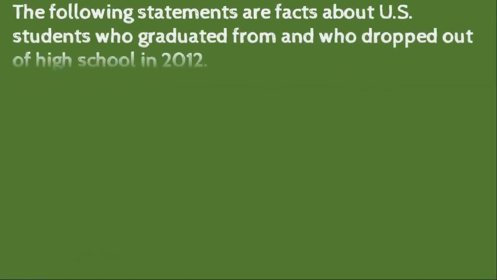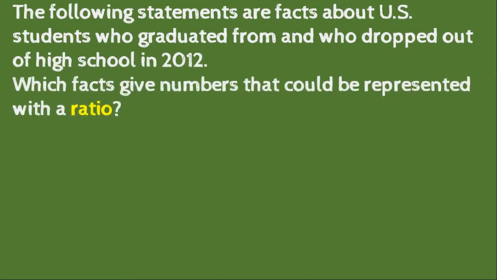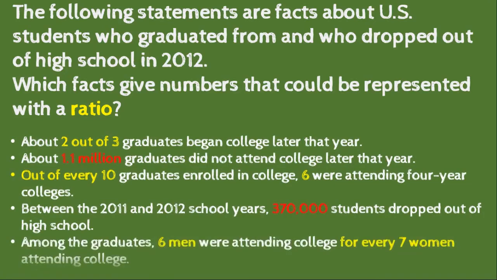For our next example, the following statements are facts about U.S. students who graduated from and who dropped out of high school in 2012. Which facts give numbers that could be represented with a ratio? About 2 out of 3 graduates began college later that year. 2 out of 3 is a ratio, and the keyword is out of.